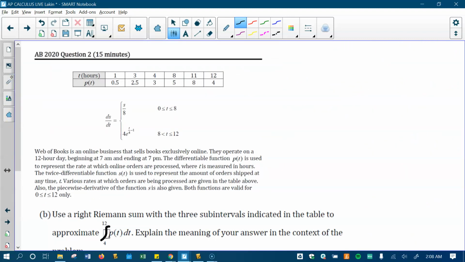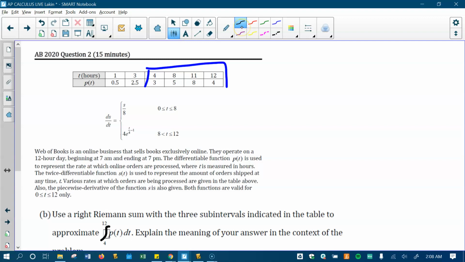Okay, so for B, right Riemann sum with 3 subintervals from 4 to 12. So here's 4 to 12. In my class, and I think in Schwartz's class, I always draw 3 lines between the 2 intervals. I always draw to the right if I have to do a right. I would draw to the left if I had to do the left. And that's it. I do want to show midpoint just in case, because sometimes that comes up.